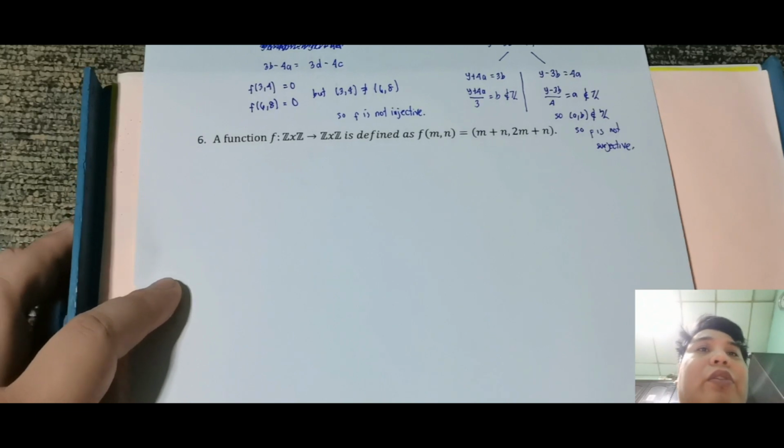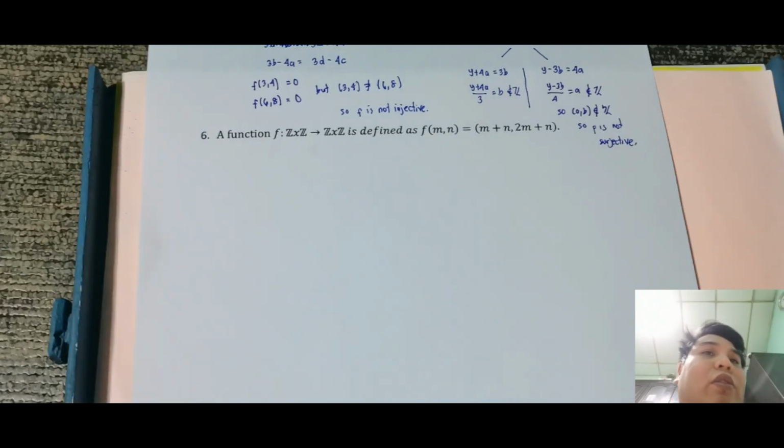Now, this is 6. A function f mapping from z cross z going to z cross z is defined to be as f of m, n is equal to m plus n, 2m plus n. So, ano napansin mo dyan? Ang nangyayari dito is, ang element ko is coordinate ng domain. Pagpasok sa function, ang sagot, ang range niya, o yung mga possible answer niya is also coordinates.